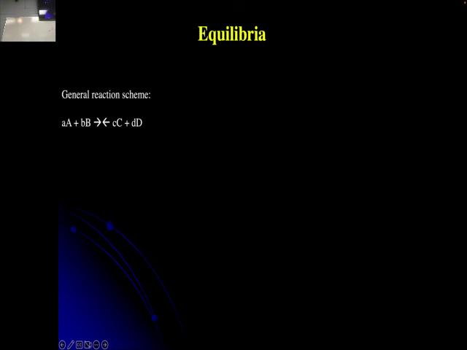Systems at equilibrium are changing, but you can't tell it. C and D will break apart to form A and B. But as that happens, A and B are still forming C and D. You can't tell that it's happening, but it is happening.